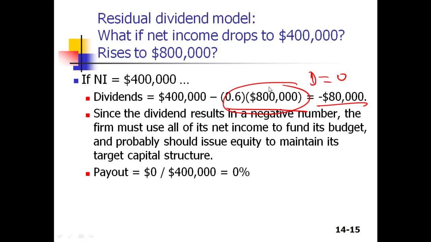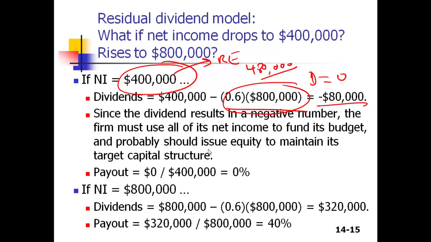The point is your capital budget to maintain that ratio is still 480,000. So it will use all this 400 as what? That would be retained. So what's our retention ratio now? 100% retention, payout would be 0, and a company would go and raise 80,000 by issuing new shares if it wants to maintain the same capital structure. What if net income is 800,000? Then the dividends will be more.